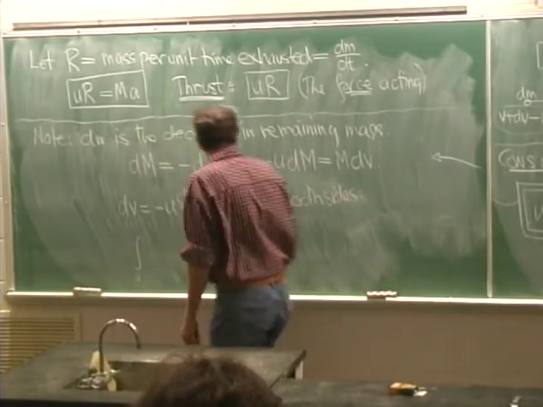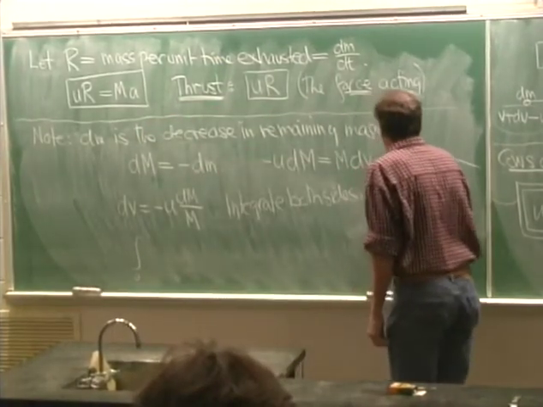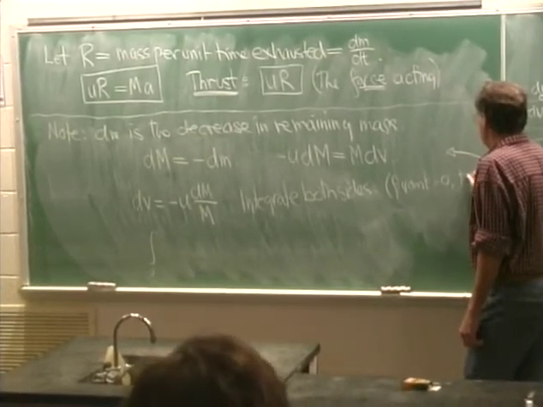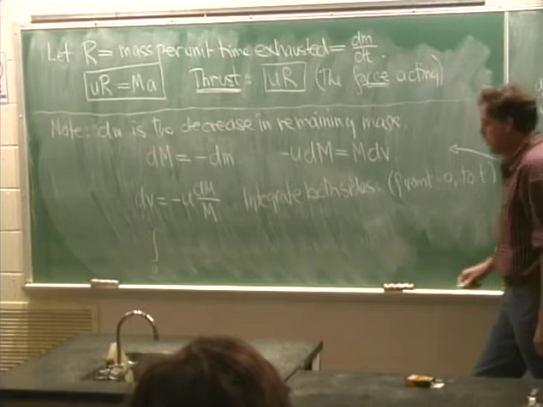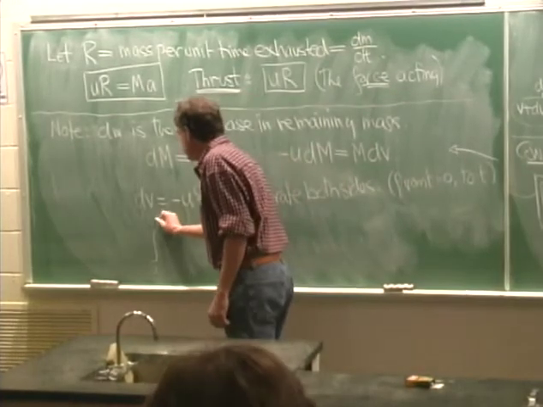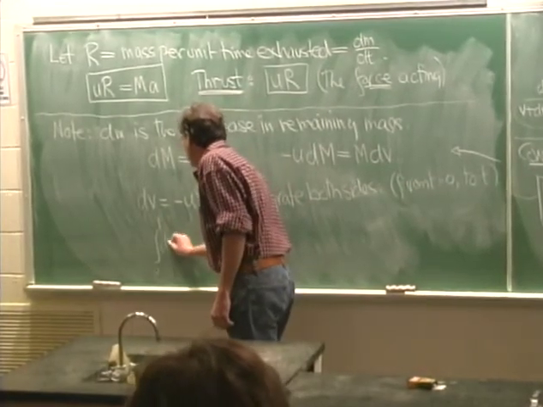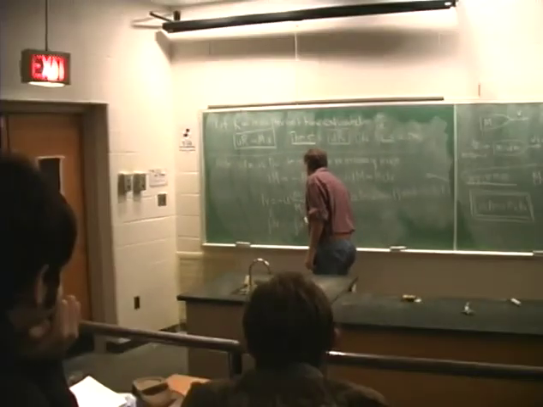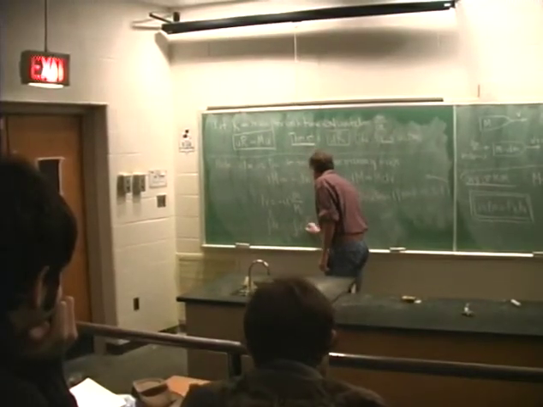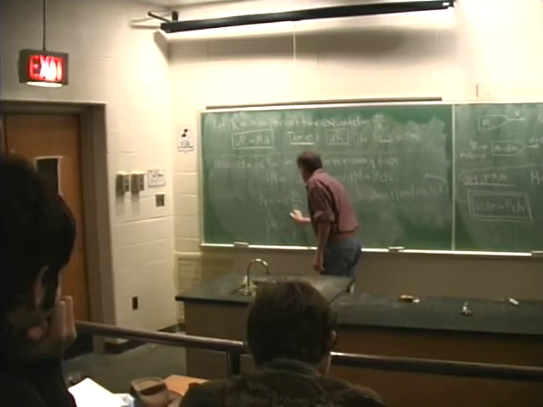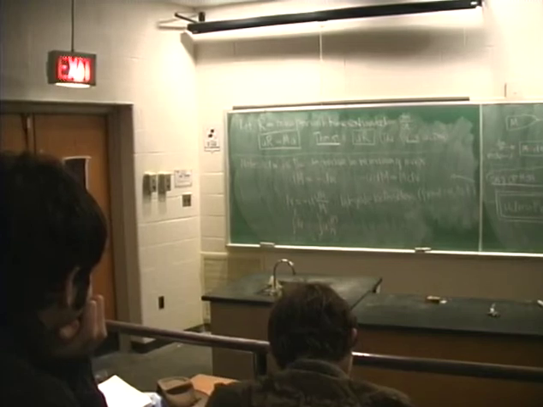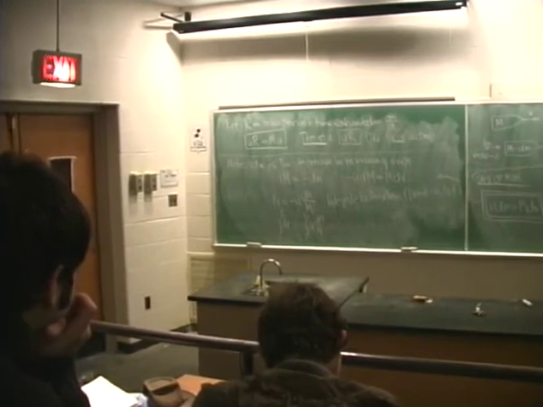I'm going to integrate from t equals 0, when the process starts, to some final time t. So the integral from 0 to t of dv is equal to minus the integral of u dm over m from 0 to t. Now I assume that u is actually a constant. U, remember what that is? That's the exhaust speed relative to the rocket.